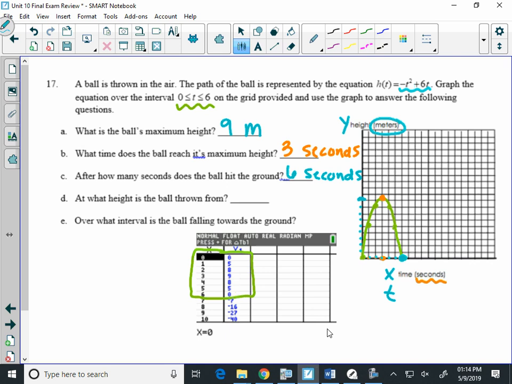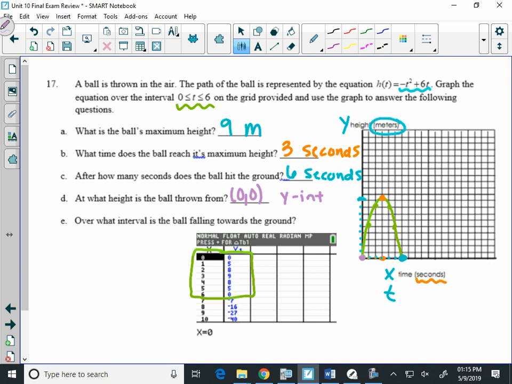D says, at what height is the ball thrown from? Whenever it asks you where it's thrown from or where it starts from, again, that's the y-intercept. Okay? So if we go to our graph, go to where it's crossing the y-axis, it's crossing the y-axis at the origin. So the value at the origin is 0, 0.